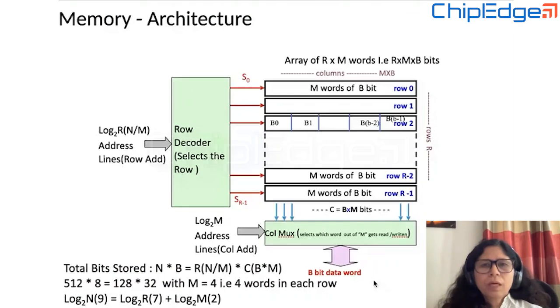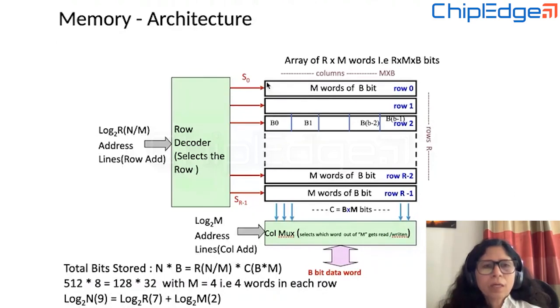Practically, what we do is we use a certain number of words in each row. I have taken an example here, where we are putting 4 words in each row. In the previous slide, we said 512 words stacked one above the other. But what we will do actually is put 4 words in each row. So now the number of rows becomes 128.